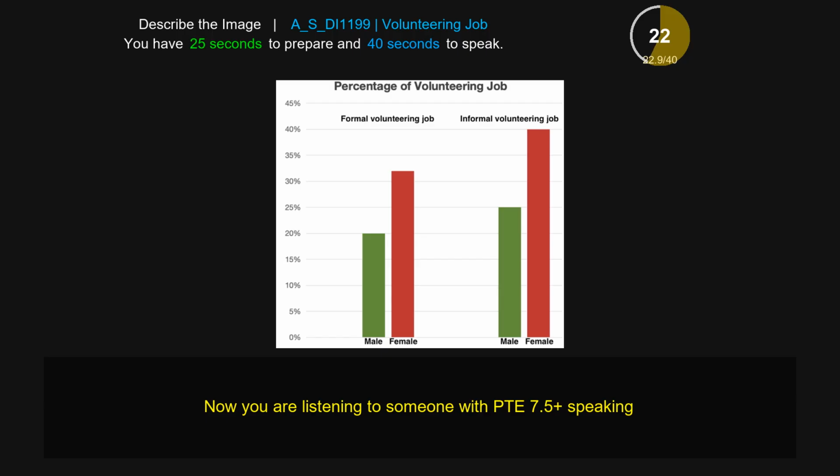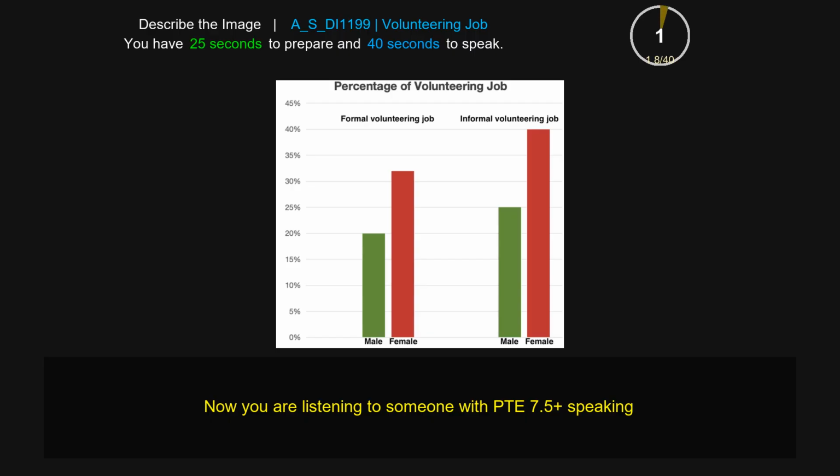While comparing against their male counterparts, this figure has been a lot less. For example, for males, there are only 25% of them doing informal volunteer job and 20% of them doing formal volunteer job. In conclusion, this bar chart compares the percentage of volunteer job.